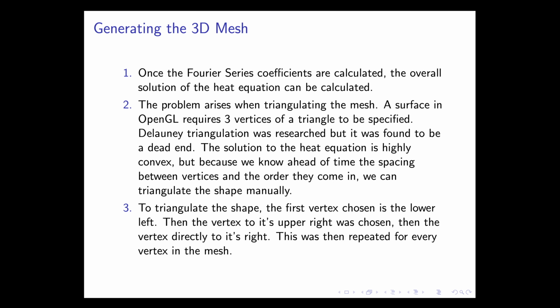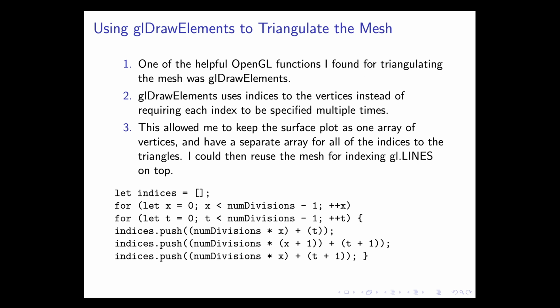And here's where we do this. We take the indices of those and put them into an array, because we can use that for glDrawElements. One of the things I found out doing this project is that you can just make an array called indices, and then push the bottom left corner, the upper right corner, and the lower right corner, repeating that inside these two loops. Once you do this, the whole thing is triangulated.